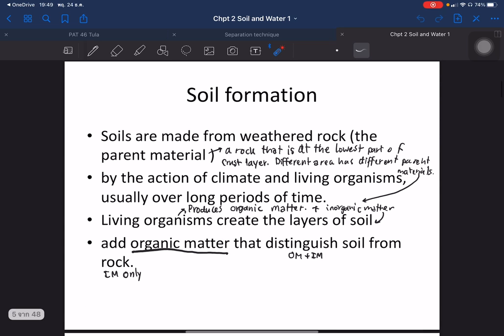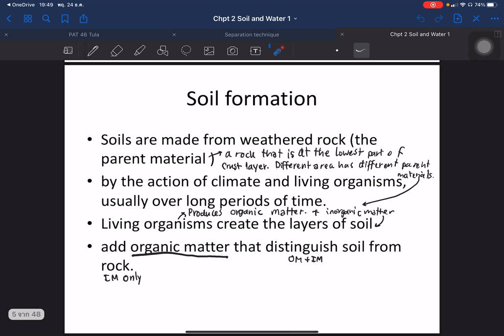The soil formation process requires the weathered rock, the rock that is broken down, which comes from the parent materials. The parent material is a rock that is at the lowest part of the crust layer, okay, from the earth structures, and different areas can contain different parent material depending on the minerals that are stored inside the rock. And by the action of climate and the living organisms, it means the physical weathering and the chemical weathering, passing through a long period of time, and the organisms here produce a lot of organic matter, and the inorganic matter here, it will create the layers of the soils.